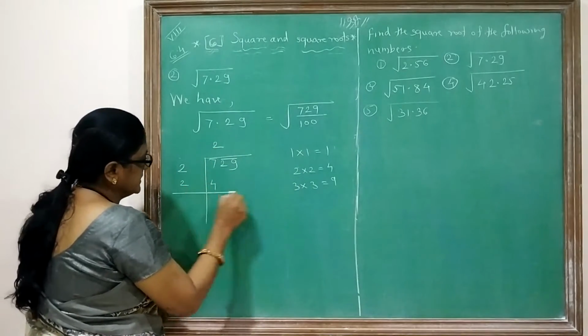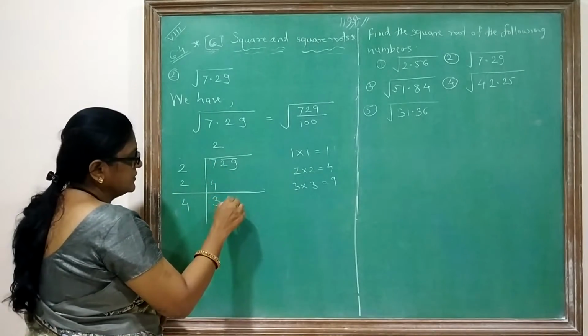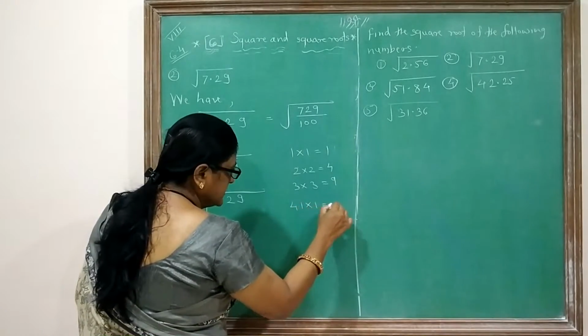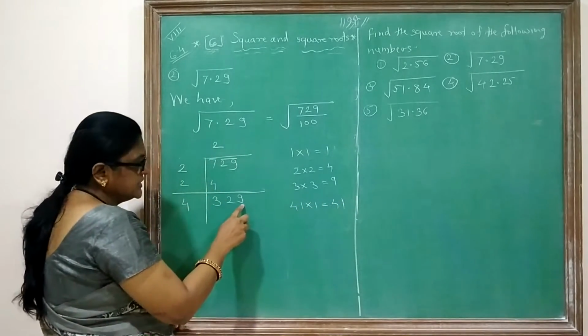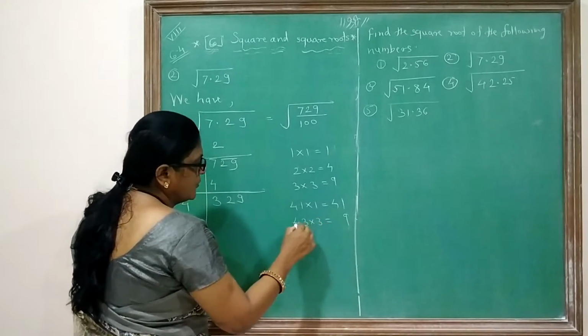Then again 2 is that. That is 2 plus 2 is 4. Then 7 minus 4 is 3, so 2, 9. Then 41 into 1 is 41. Your last digit is 9. Then 43 into 3, that is 3 3s are 9, 4 3s are 12.